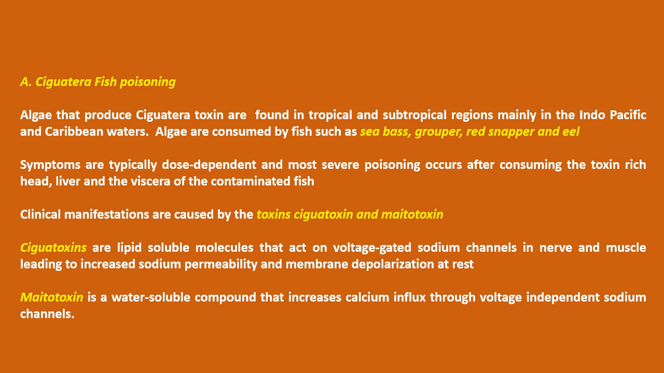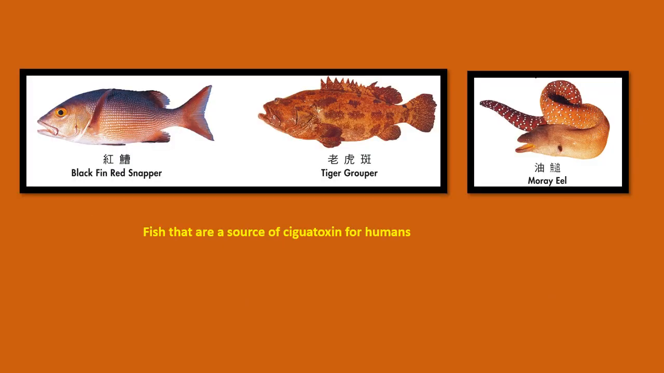Ciguatoxins are lipid-soluble molecules that act on voltage-gated sodium channels in nerve and muscle, leading to increased sodium permeability and membrane depolarization at rest. Maitotoxin is a water-soluble compound that increases calcium influx through voltage-independent channels. This picture shows the type of fish that are a source of Ciguatoxin for humans, including snapper, grouper, and eel.